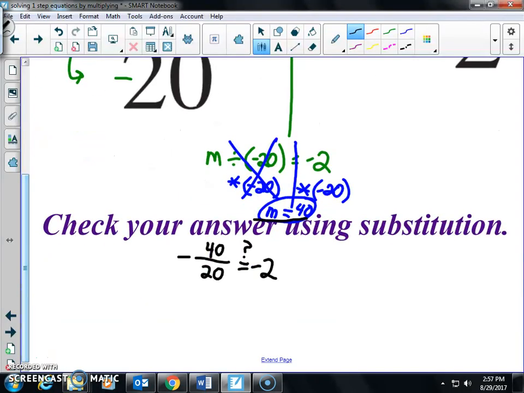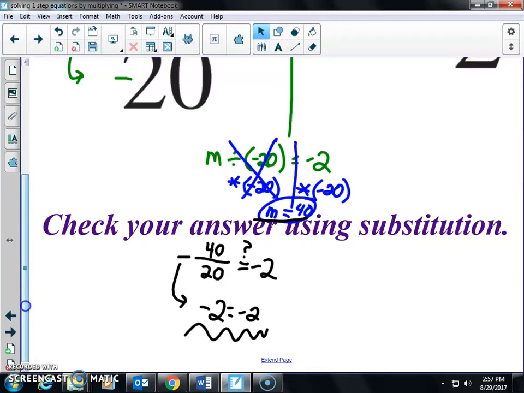Well, let's see. If I do the work here, this says the opposite of 40 divided by 20. I know that 40 divided by 20 is 2. Opposite, bring the negative down. Hey, negative 2 equals negative 2. I just proved that my answer was correct.